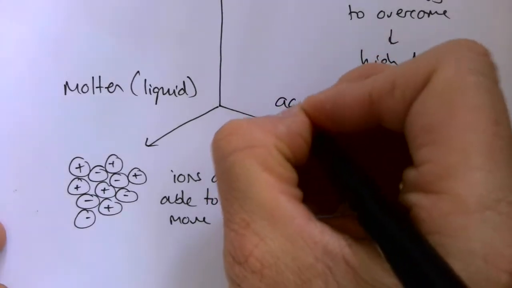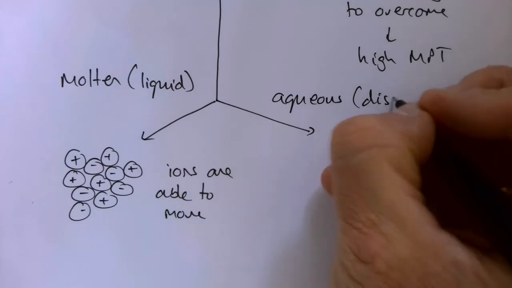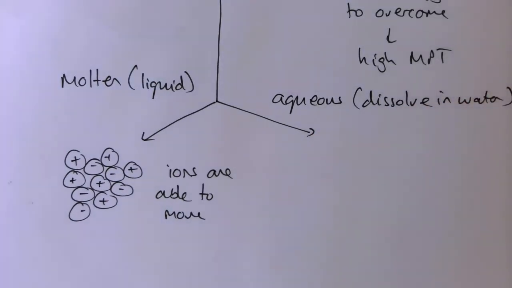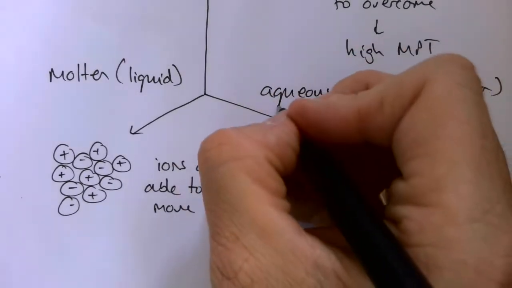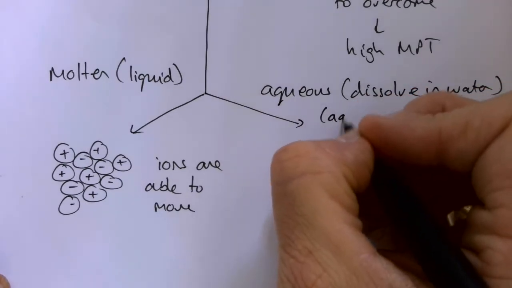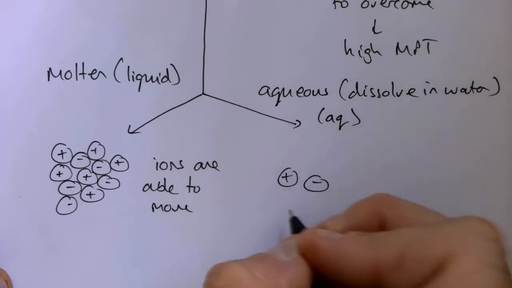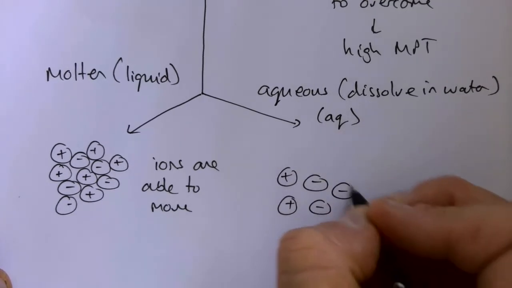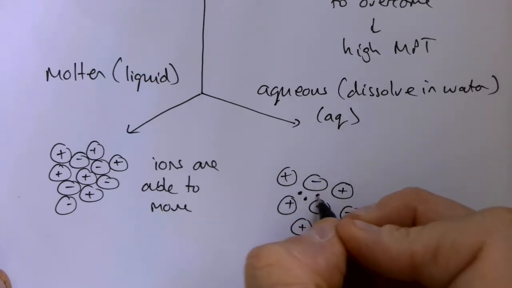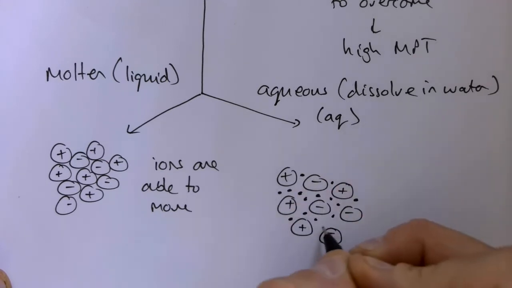Now, the other way to achieve this is by dissolving an ionic substance in water, and the word we use for that is aqueous, A-Q-U-E-O-U-S, which has the state symbol (aq) in brackets. Now what happens here is the structure is broken down, but this time in between all of the ions we've got lots and lots of water molecules.